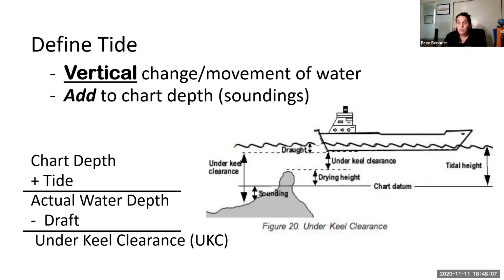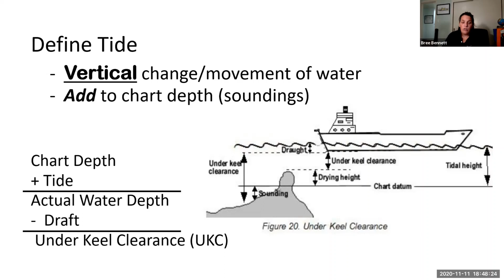So sometimes we can get a negative tide. Doesn't mean we're seeing the ocean floor. It just means that we're below that chart sounding, whatever is marked on the chart.